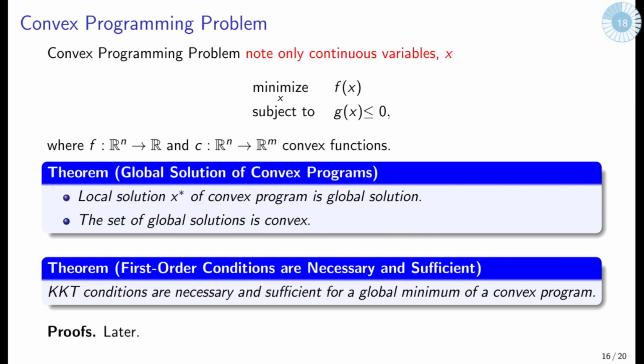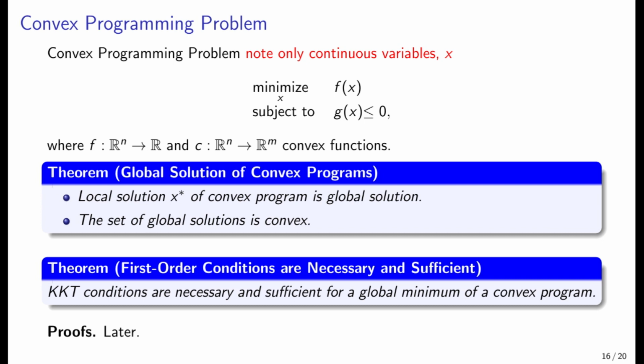Okay, so we can now define what we mean by a convex programming problem. I'm doing this here only for continuous variables, and then I'll generalize it in a moment to our mixed integer nonlinear problem. We say that for this nonlinear optimization problem, which just has continuous variables, where the functions f and g are convex functions, there's a theorem that you can show that any local solution is also a global solution.